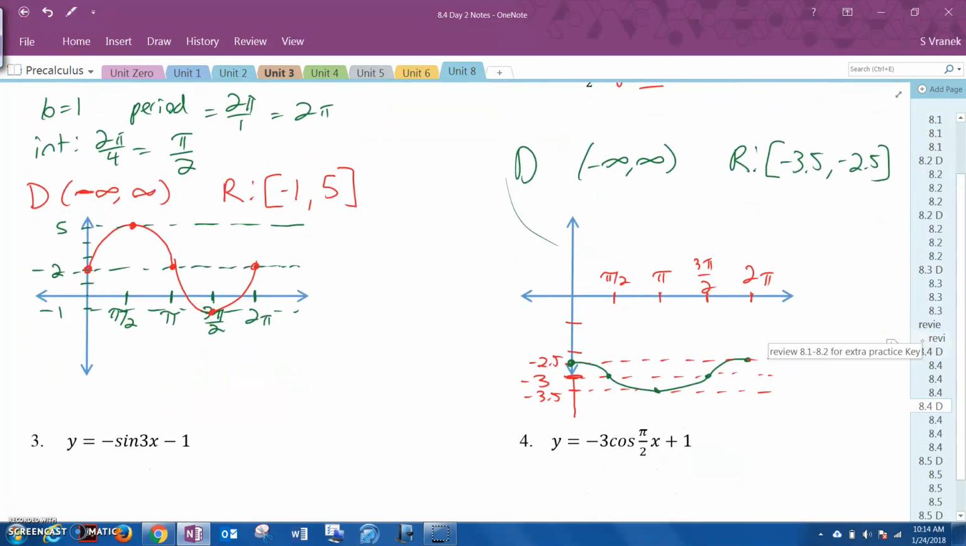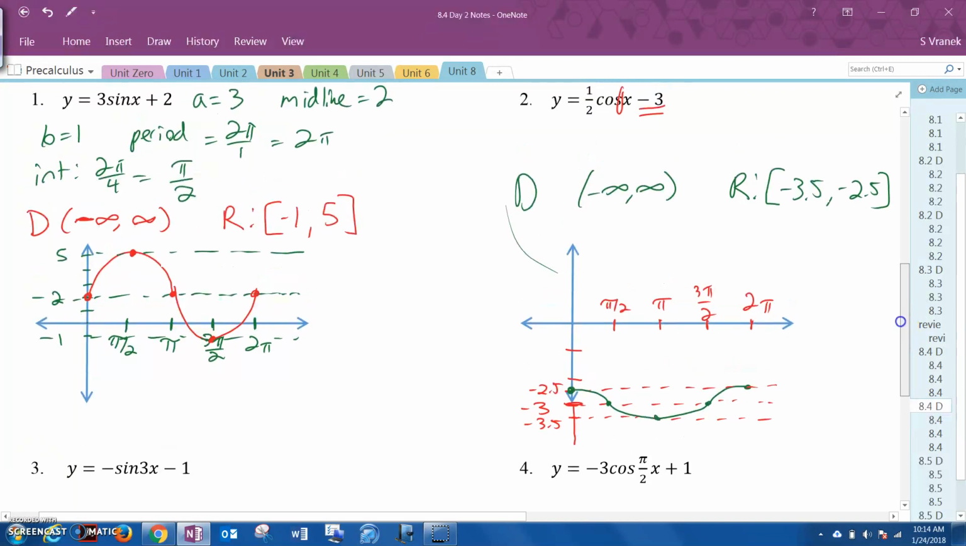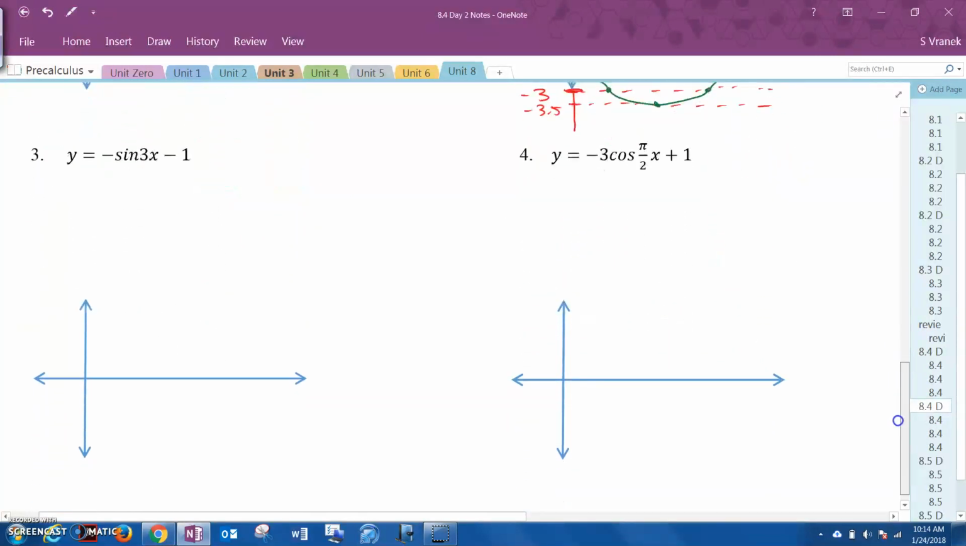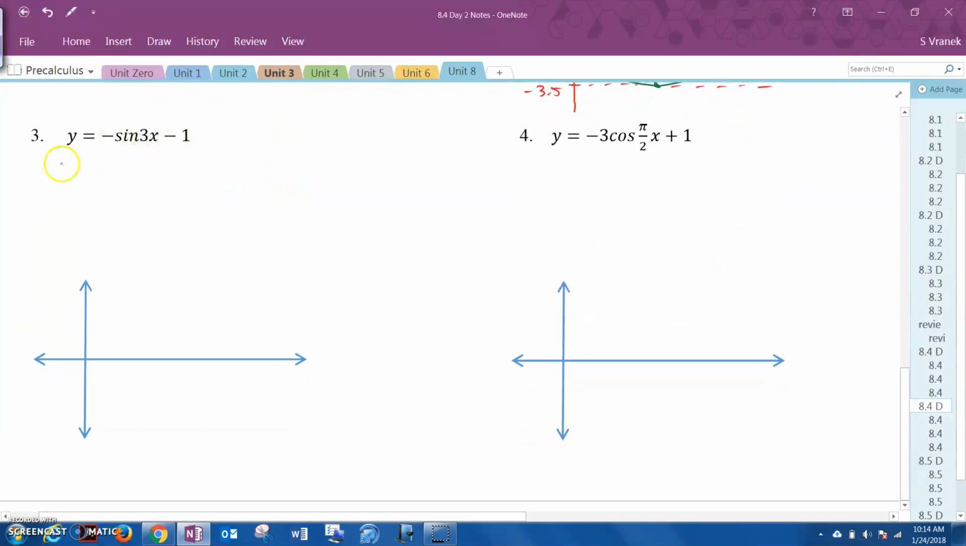Alright, let's do 2 more. The period's going to now change, so will the interval. Everything else is very similar. Again, pause the screen or go back if you need to see the other stuff, because I'm going to keep going. So here we have an amplitude of 1 and a midline that moves down, so it's a down 1 shift. The period is equal to 2 pi divided by 3 here. So that's the period of the graph. The interval then is 2 pi over 3 divided by 4, or pi over 6.